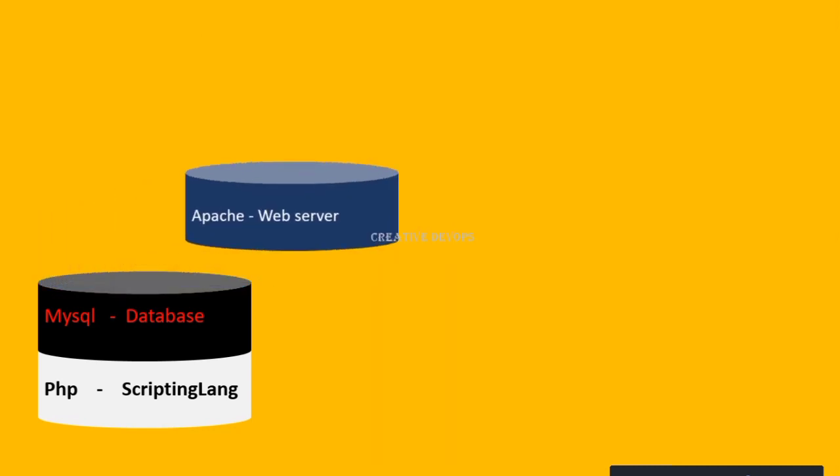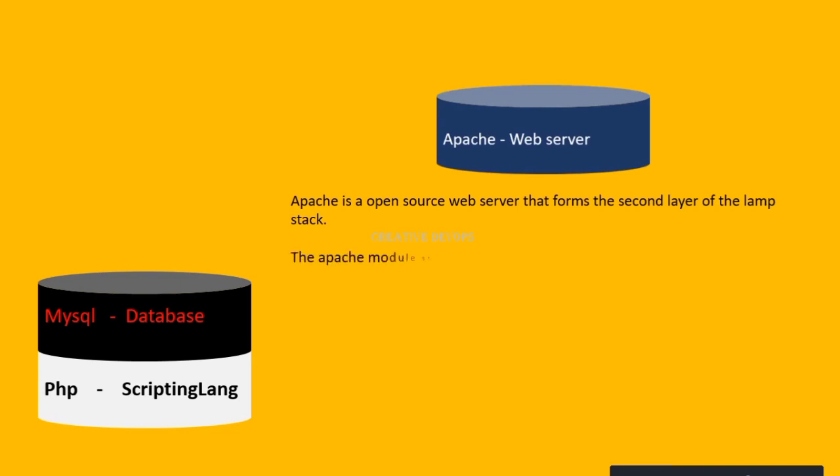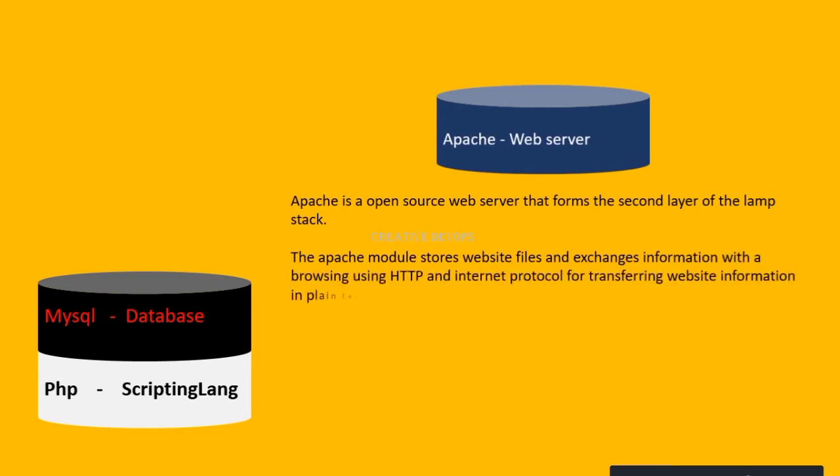Next is the Apache web server. Apache is the open source web server that forms the second layer of the LAMP stack. The Apache module stores websites, files, and exchanges information with browsers using HTTP, the protocol for transferring website information in plain text.